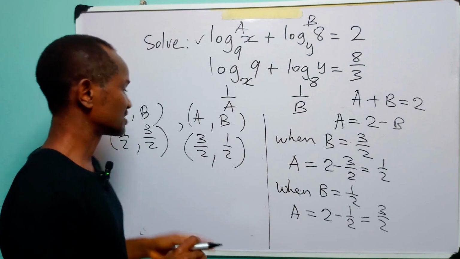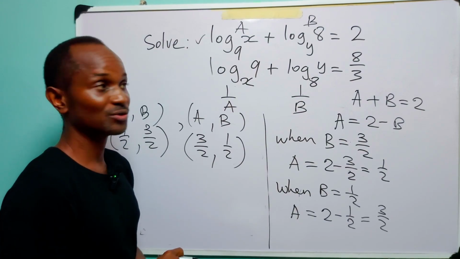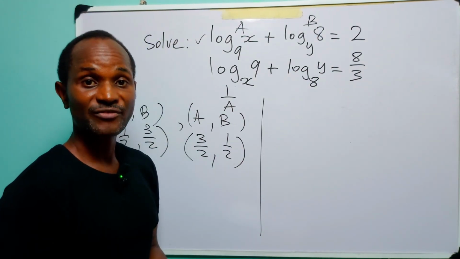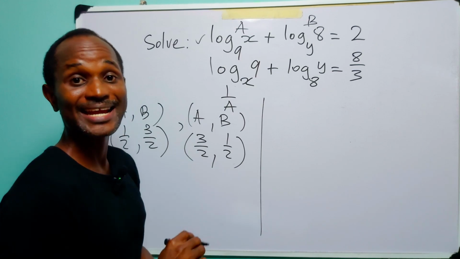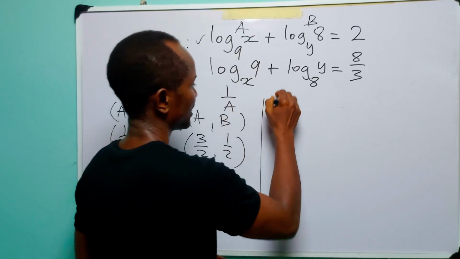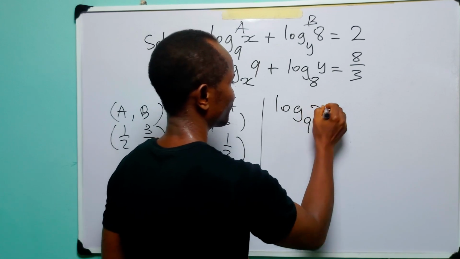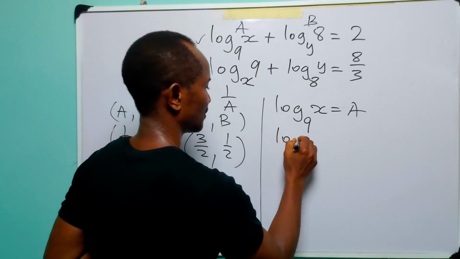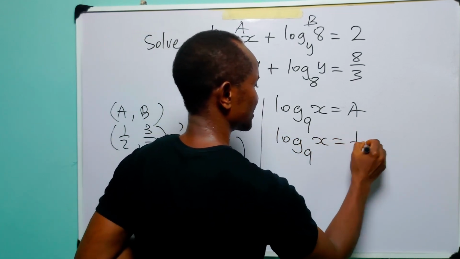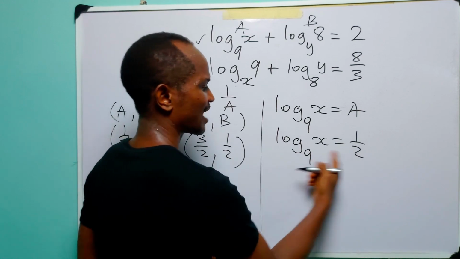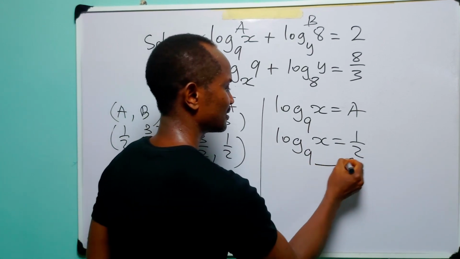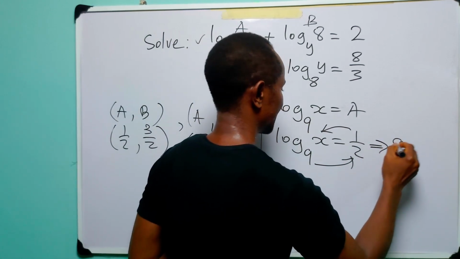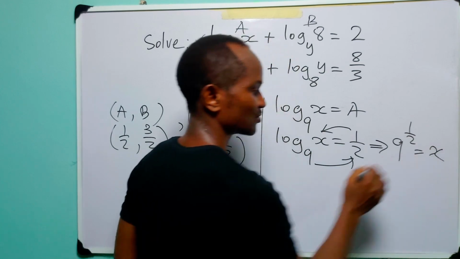Now, having found the values for a and b, the last thing we do is to go back to the substitutions that we made. So to calculate the values of x and y from these values of a and b, we go back to this substitution. And we have that log₃ of x is equal to a. Now, when a is half, log₃ of x is equal to half. Of course, when we have a statement like this, it simply means that 9 to the power half is equal to x.